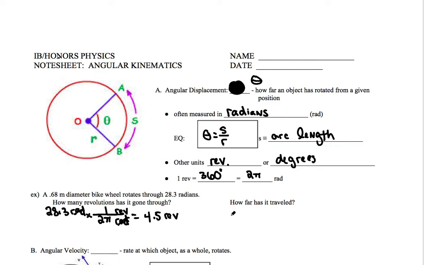If I want to know how far it traveled, in other words, my arc length, that would be the distance around. Well, S is equal to theta times r. Now the only thing you've got to be careful of is that theta has got to be in radians. So we're going to do 28.3 times the radius of 0.68. And that gets me a distance of 19.2 meters.